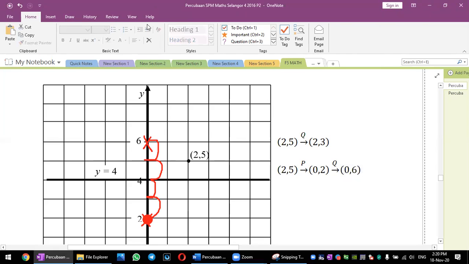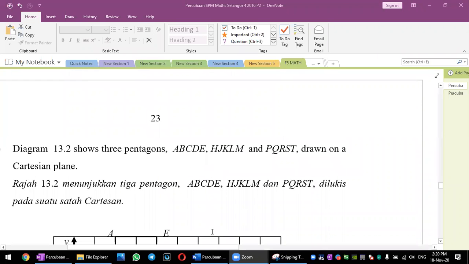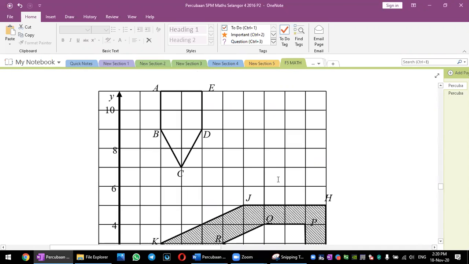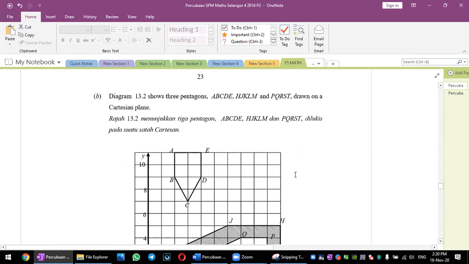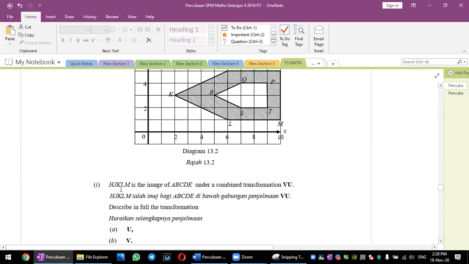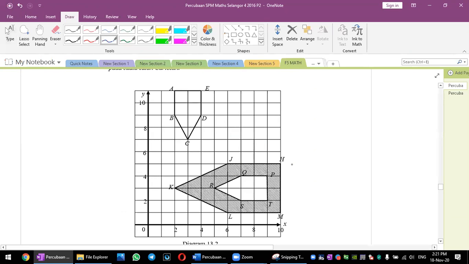Okay, next one. Let's go to the next question. Kita tengok soalan yang ke seterusnya. B. Okay, B punya sini ada bagi satu lagi Cartesian plane. HKLM is the image of ABCDE. HKLM is where? HKLM yang besar punya ini. This is the image.